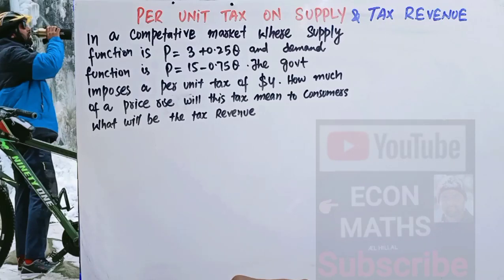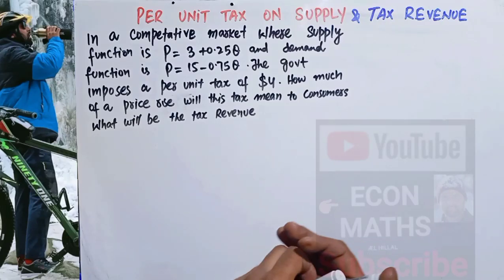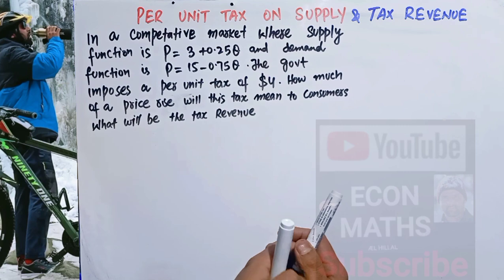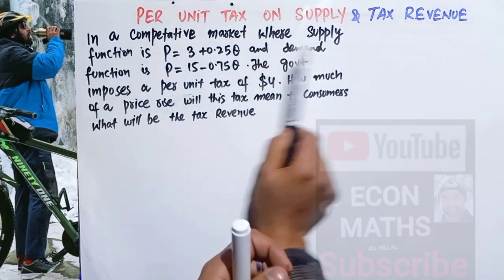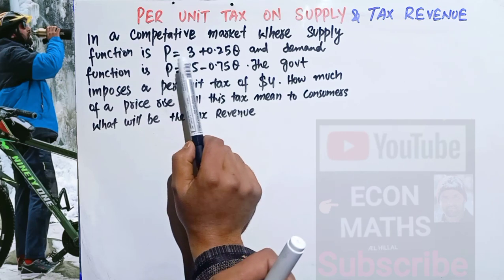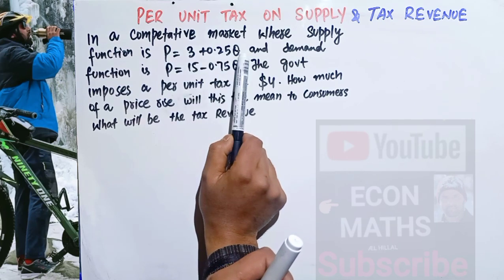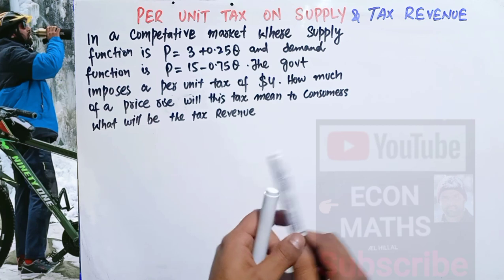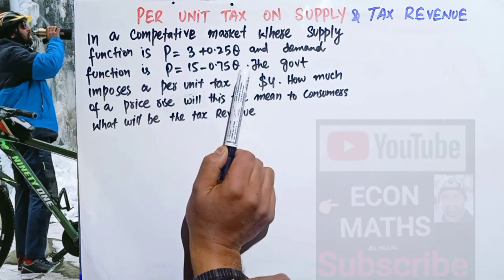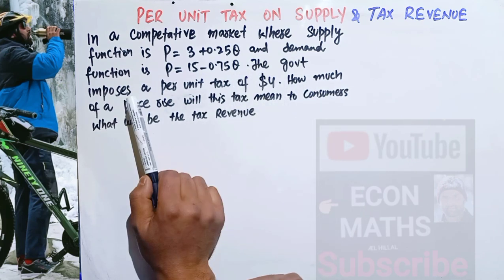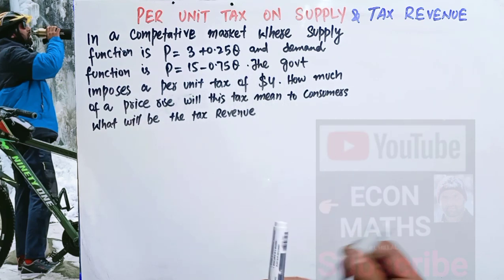In this video, we will solve a numerical problem on the impact of per unit taxes on supply and the corresponding tax revenue. The question is, in a competitive market where supply function is being given as P is equal to 3 plus 0.25 Q, P is the price, Q is the output, and demand function is P is equal to 15 minus 0.75 Q, the government imposes a per unit tax of $4.